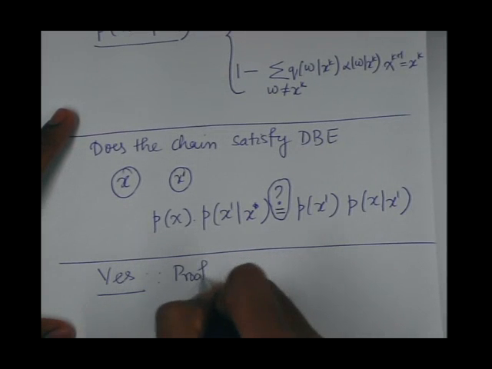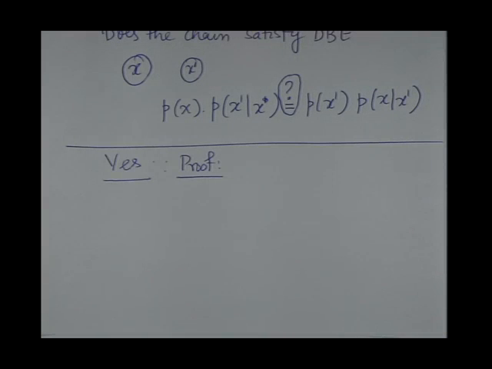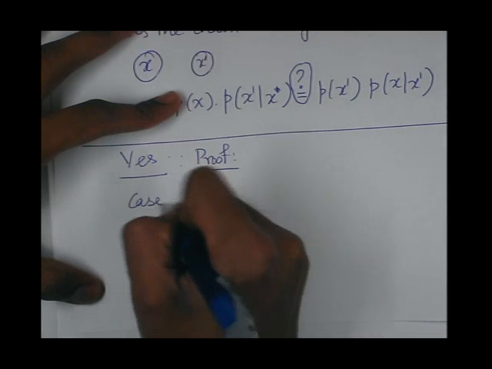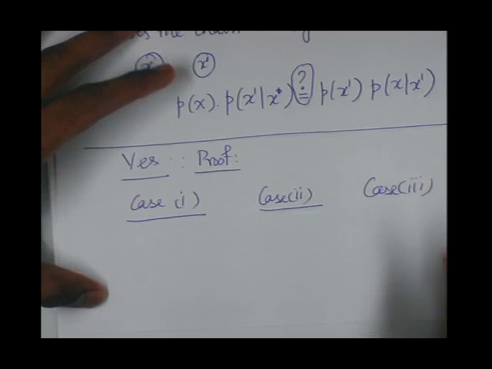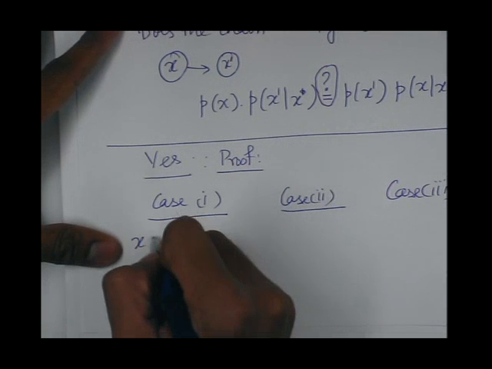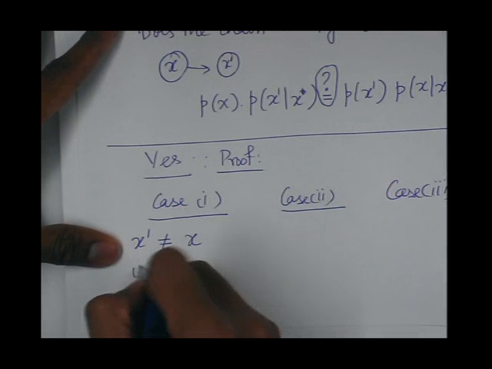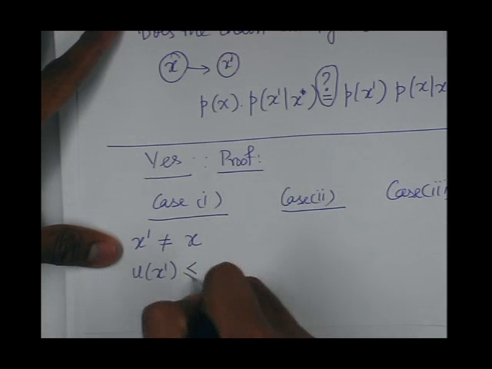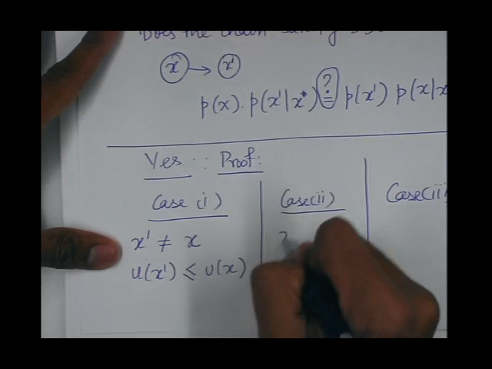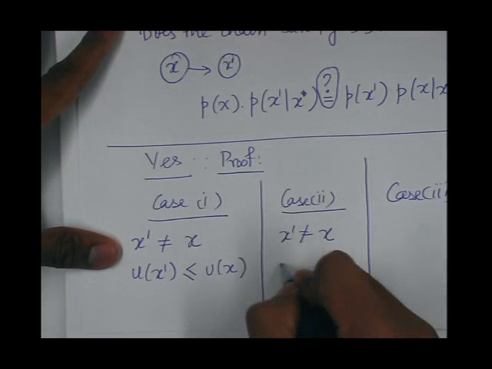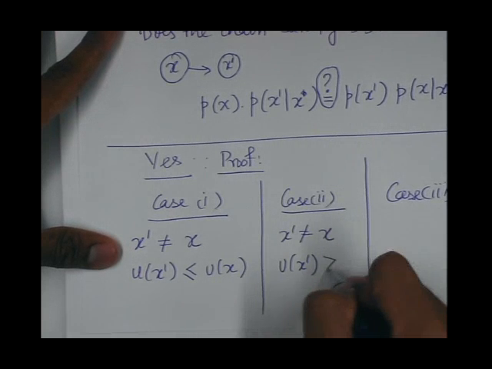Let's look at the proof. In order to do this proof, you need to consider a bunch of cases. Remember that in this kind of thing you're either accepting or rejecting, so you've got to break it down into 3 cases. I'll just list out the cases; we're not going to solve all of them. We're looking at x and x prime, 2 states. The first case is when x prime is not equal to x and the energy associated with x prime is less than or equal to the energy associated with x. We're going to verify this condition for 3 cases. The second case is when x prime is not equal to x, which means a transition occurred, but the energy associated with the new state was greater than the energy associated with the old.